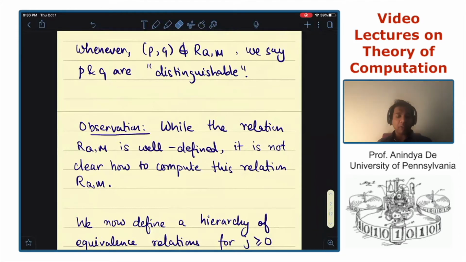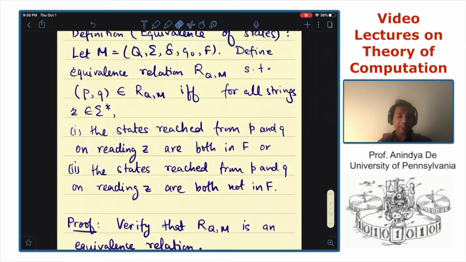So the definition of R_{Q,M}, recall, is that two states P and Q are in R_{Q,M} if for every string Z of any length, it is the case that when you start from P and start from Q and you read Z, you either reach an accepting state on both occasions or the rejecting state on both occasions.